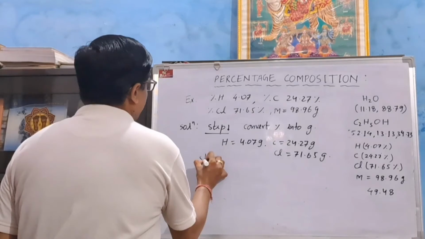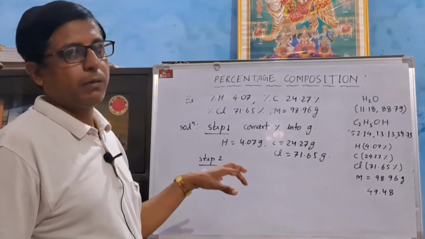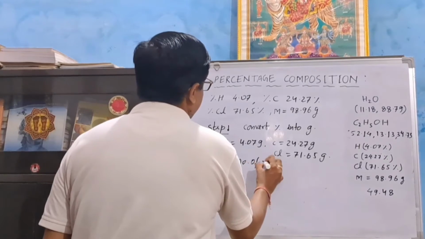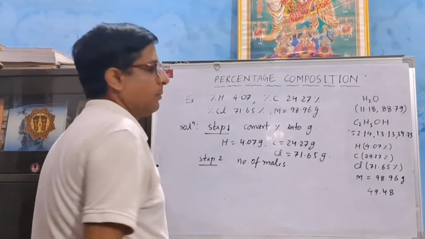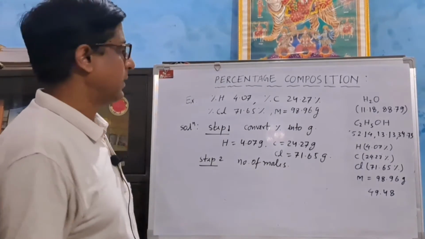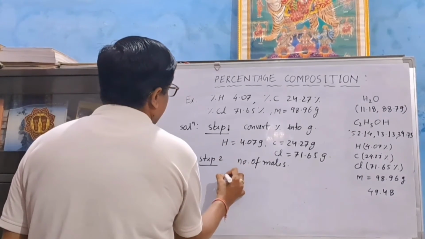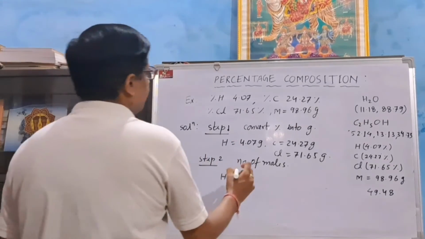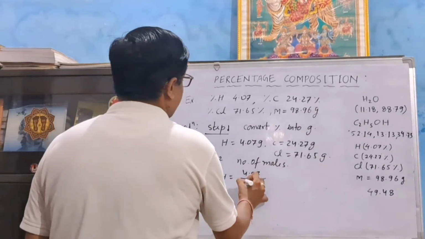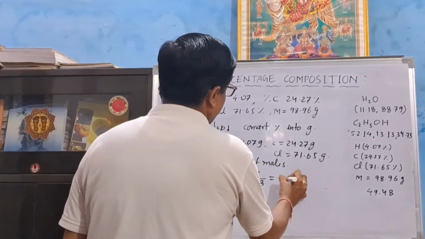Now, in step 2, we have to obtain the number of moles of each element by dividing masses of different elements by their atomic masses. Here, the number of moles of hydrogen: the mass is 4.07 and the atomic mass of hydrogen is 1.008. Therefore, it comes out to be 4.02.